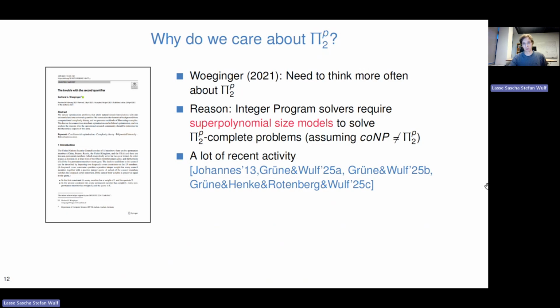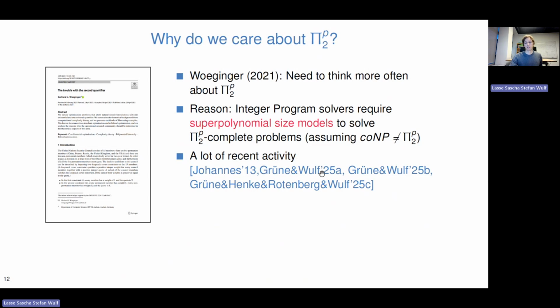Why do we care about this class of problems? I'm going to follow the argumentation of Woeginger, who said that we need to think more often about this class Sigma 2. The reason is that integer program solvers require superpolynomial size models to solve Sigma 2 complete problems. So that means that today we are at the threshold where we need more and more powerful methods. And also, if you encounter such Sigma 2 complete problems, integer program solvers might not be the right tools for solving them.